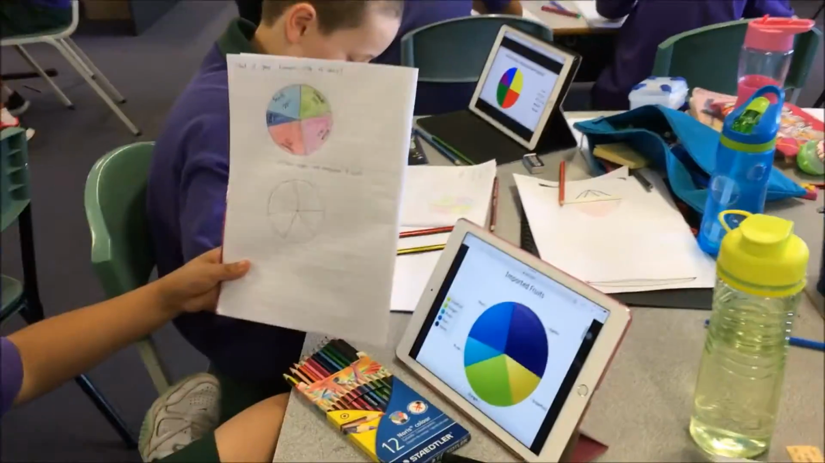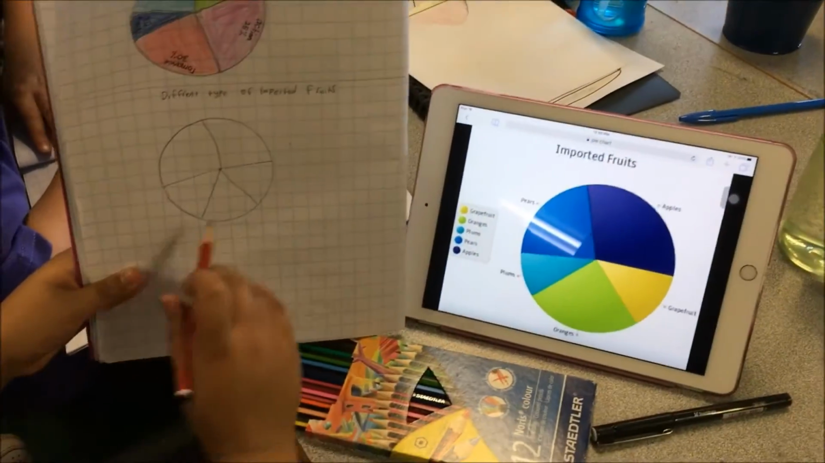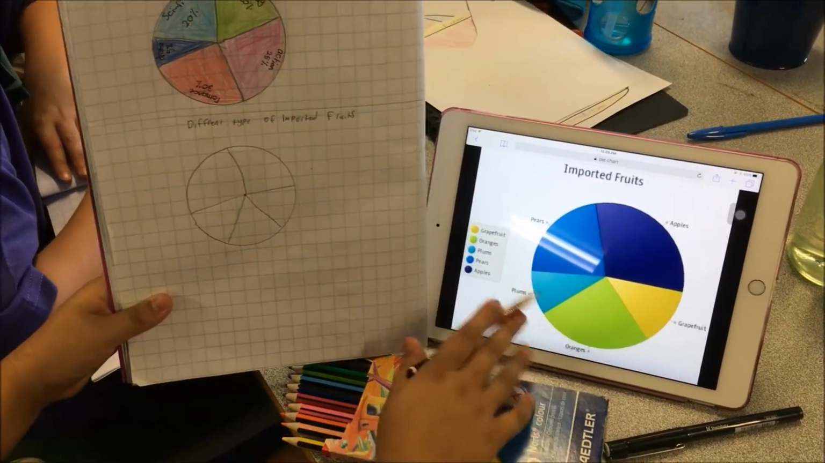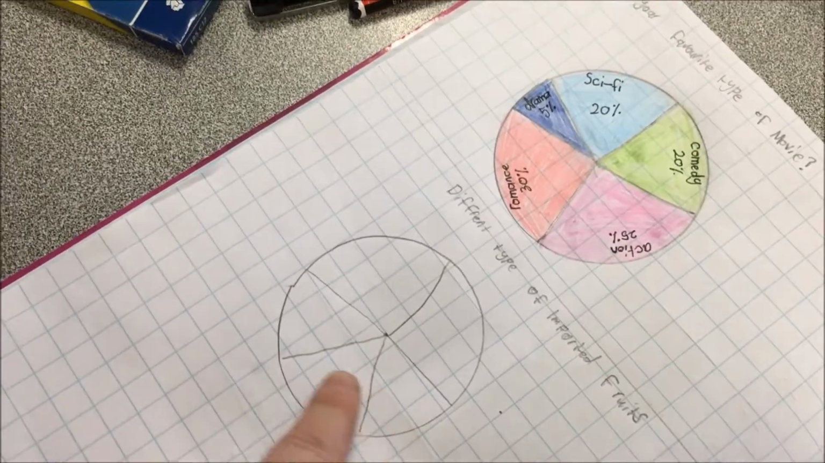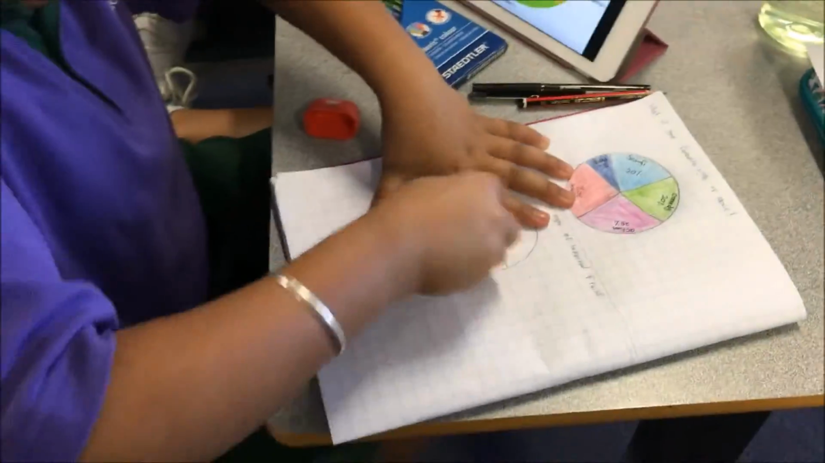Does this look alike? No, because that's near the same space. Yep, that's true. All of these look roughly equal on yours, whereas here the green one is quite a bit bigger. But it's good that you spotted that.